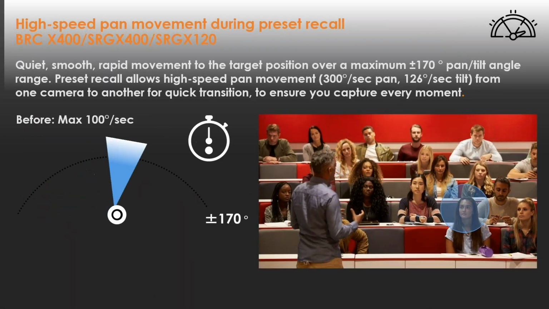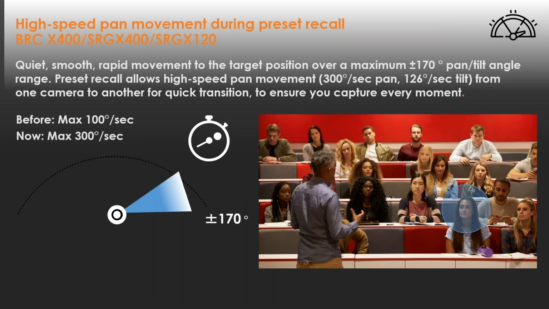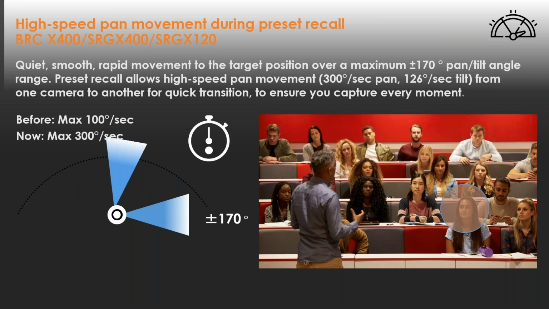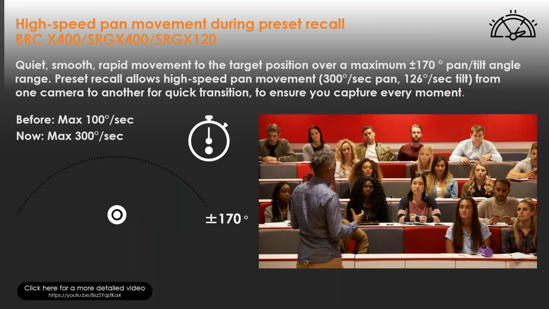Another common feature on the PTZ cameras is the ability to have a high-speed pan tilt zoom preset recall. As you can see, for our conventional network cameras, we have a max of 100 degrees per second. Whereas on the X Series cameras, we can increase the speed up to 300 degrees per second. This allows for rapid and smooth transitions between cameras.